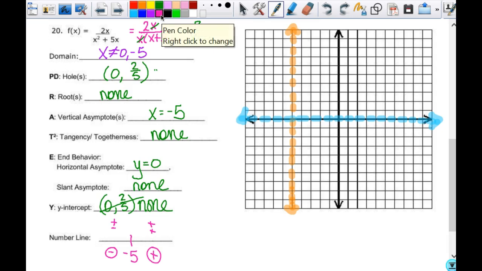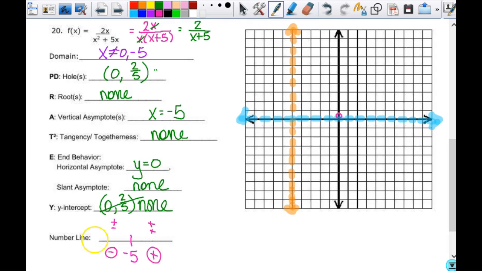So I've got my two asymptotes drawn in, and then I need to plot any points that I have. Well, I don't have a whole lot of stuff here because I don't have any roots. The only point I had was my y-intercept, which I don't really have because it's a hole, but I still need to graph it. So it's (0, 2/5), which is like right about here. I'm going to make my hole so that I know what's going on.